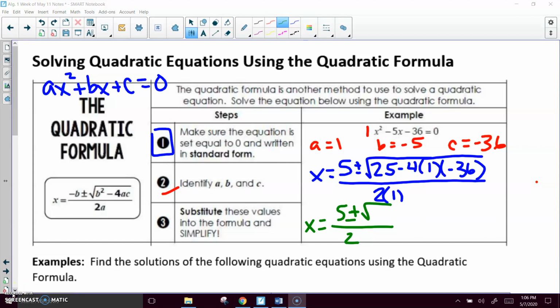Okay, so when we type this in, 25, subtract 4 times 1 times negative 36, we get 169. Can I simplify the square root of 169? The answer to that is yes. The square root of 169 is 13.